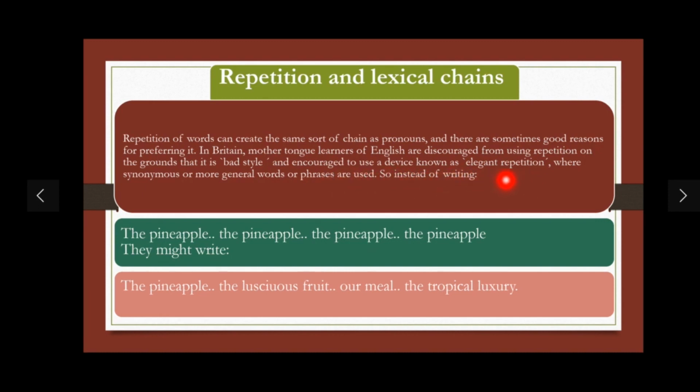Now, what is elegant repetition? You have to use a synonym for a word, but don't repeat the same word again and again, because it looks awkward. So it's better to use elegant repetition. You have to repeat the same idea but in different words, most probably synonyms, where synonyms or more general words or phrases are used.